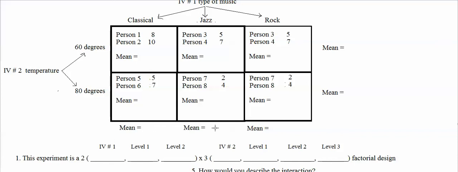If all 3 of these marginal means down here are equal, if they're all the same number, there's no main effect of type of music. But if at least one of them is different than the others, then you would say there is a main effect of type of music. There's only two of these, so if they're equal, there's no main effect of temperature. If they're unequal, there is a main effect of temperature.